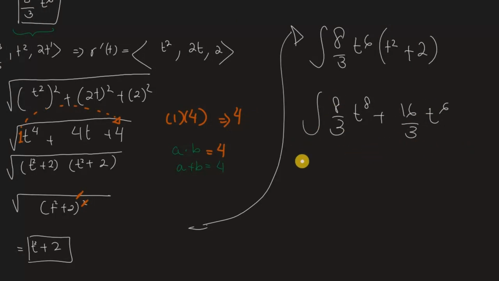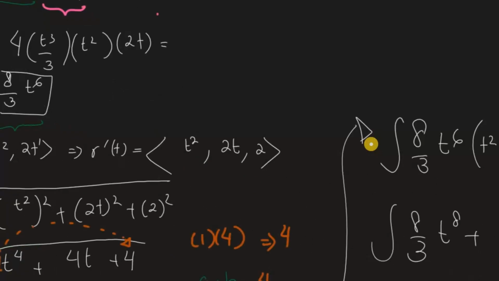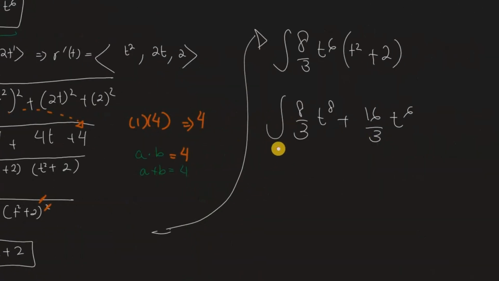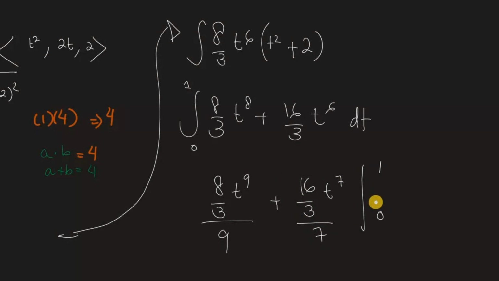Okay, so next, what do we have to do? Here the interval was from 0 to 1, so you're going to take the interval from 0 to 1. You're setting up the interval and you're going to differentiate with respect to t, so dt. Now let's finally integrate it. So 8 over 3, you add plus 1 to the exponent and then divide by this exponent, so we divide by 9. And then 16 over 3 t to the power of 7 divided by 7, from 0 to 1.